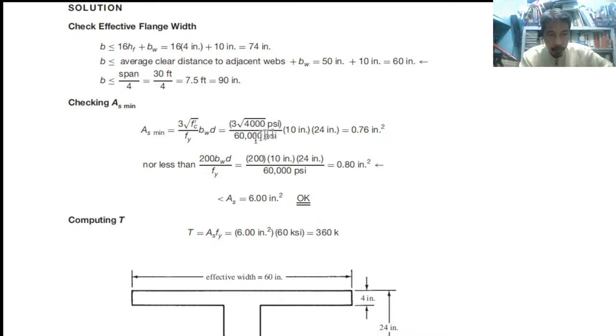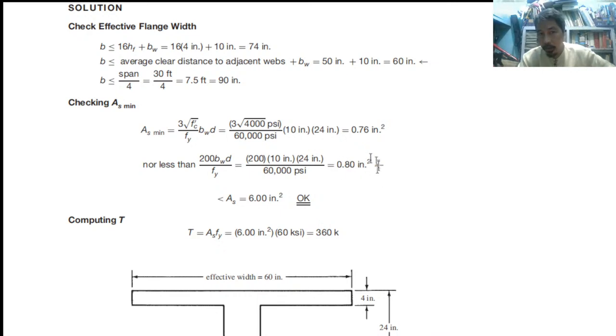Okay. So you can use again the other one. 200 over Fy is equal to 1.4 over Fy in SI unit. Oh, we are using SI unit. 1.4 over Fy. So multiply by this and this one. If you compare, you have to compare the two. So this is your supposed to be minimum.